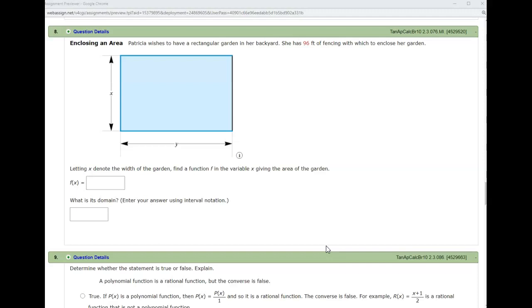So Patricia has a rectangular garden and she has 96 feet of fence and she's going to enclose her garden. She hasn't decided where the garden's going to be, but she needs to figure out some variables. So if she lets x be the width of the garden, y is the length, we want to find a function f that will give us the area. So let's take this one to paper.